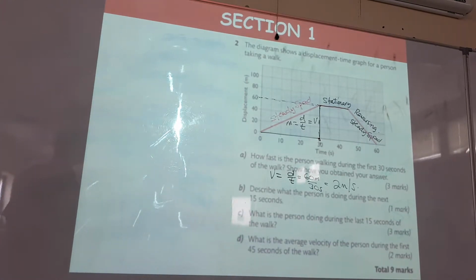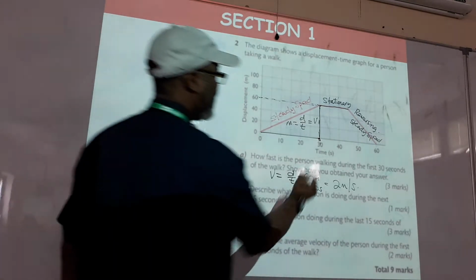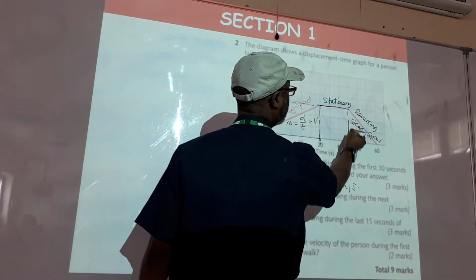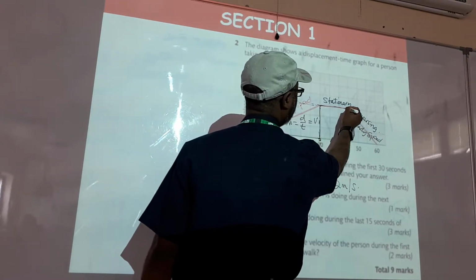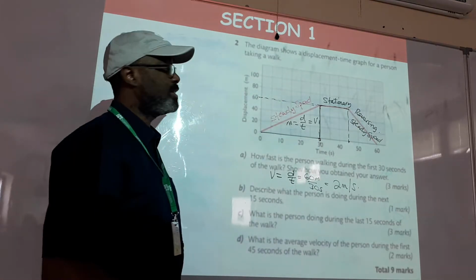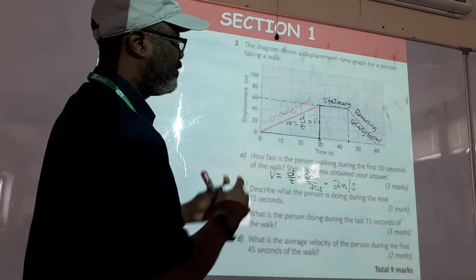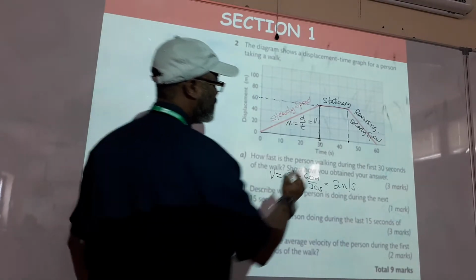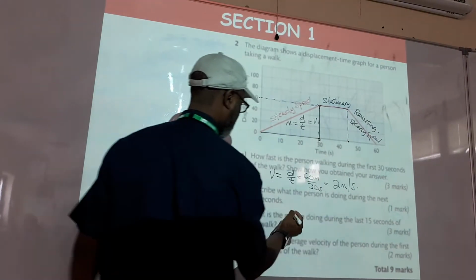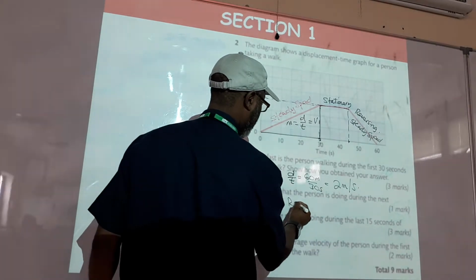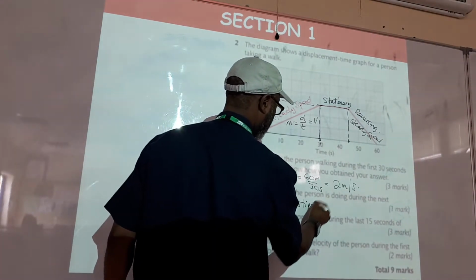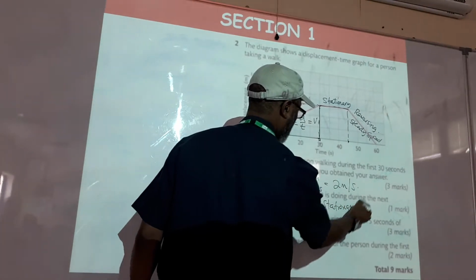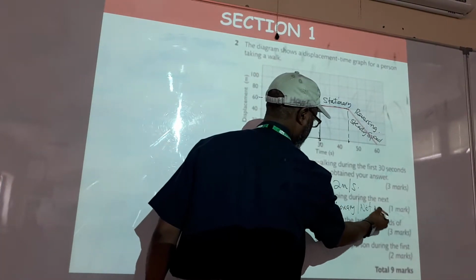Describe what the person is doing during the next 15 seconds. The next 15 seconds is from here to here. If we trace that up, that represents exactly the flat line on the distance time graph, which means the guy is stationary. So we can say he's resting, okay, or stationary, or not moving.